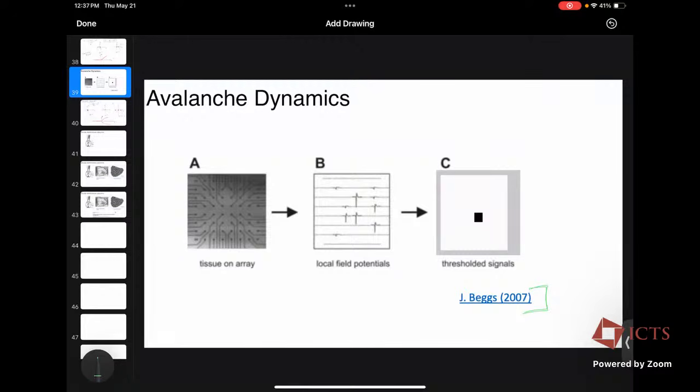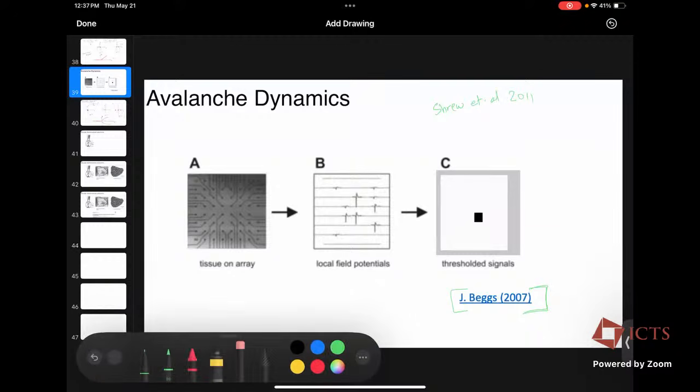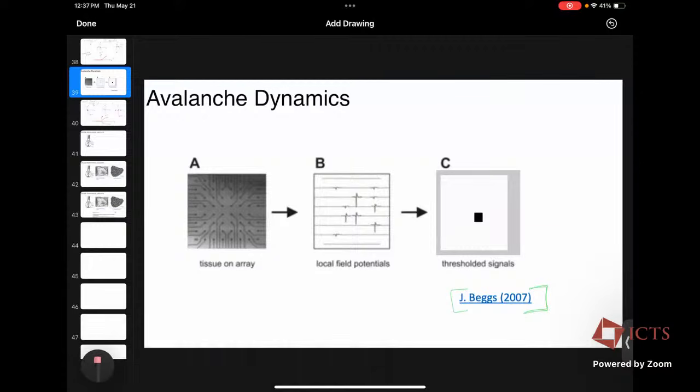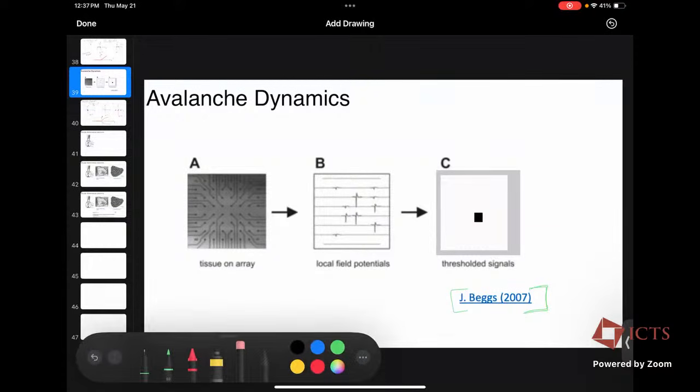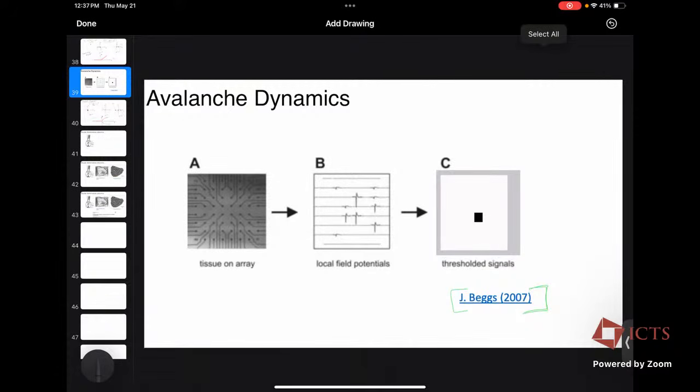I would certainly advise you to take a look at this paper, or there's another paper, I want to say by Shew et al., I think 2011, but I could be wrong. I'll add the correct reference to the slides before I share them, which tells you more about where you see them in the brain and what functional reason they might have, like why you might want some sort of avalanches in the brain. I'll add the reference before I share the slides.